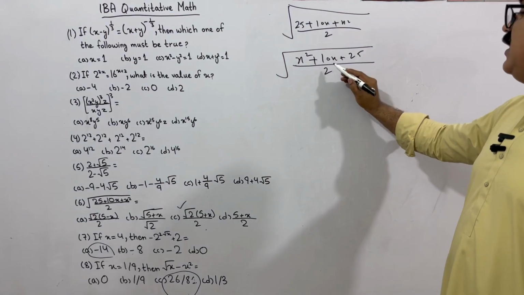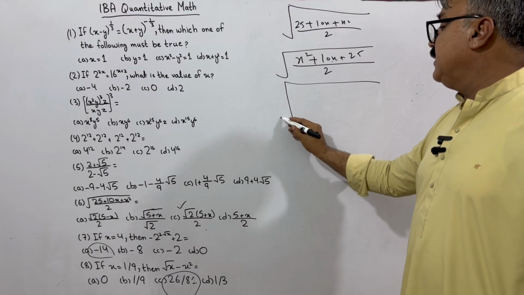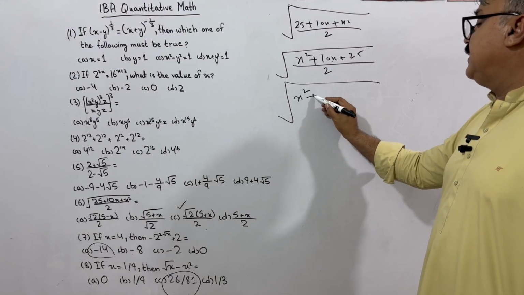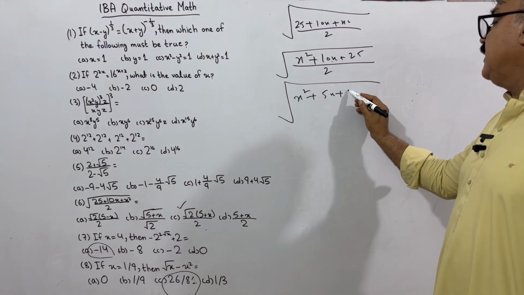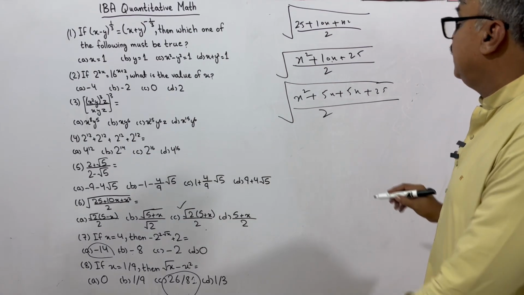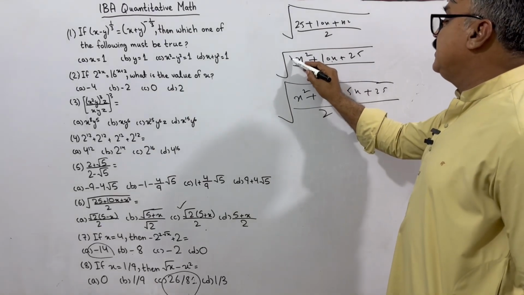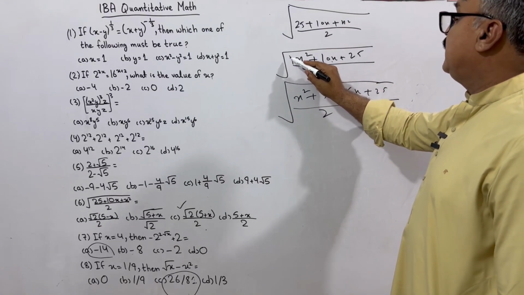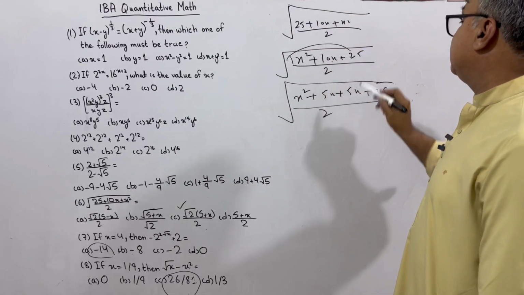5 times 5 is 25, 5 plus 5 is 10. Applying middle term breakup or the trinomial type, it can be written as x squared plus 5x plus 5x plus 25, divided by 2. First write in descending order, then take the coefficient of the first and the last one.